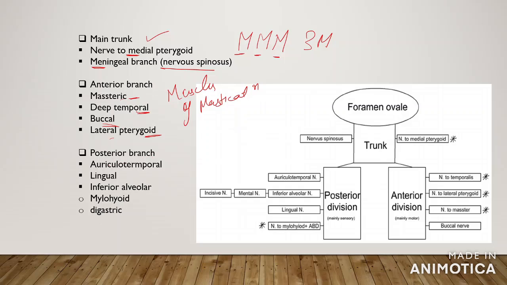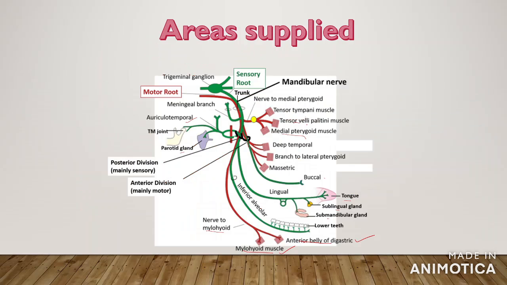From the posterior branch, you have the auriculotemporal nerve, lingual nerve, inferior alveolar nerve. Apart from this, it also gives branches to mylohyoid and digastric. This inferior alveolar is going to give branches as incisive and mental branch. So this is a flowchart depicting the same branches. You can make this beautiful flowchart in your exam sheets and maybe impress your examiners, right?